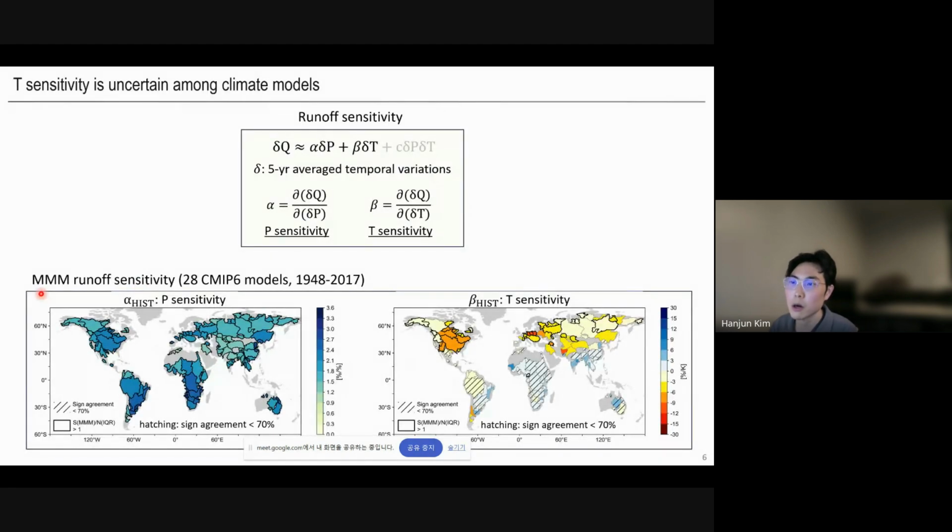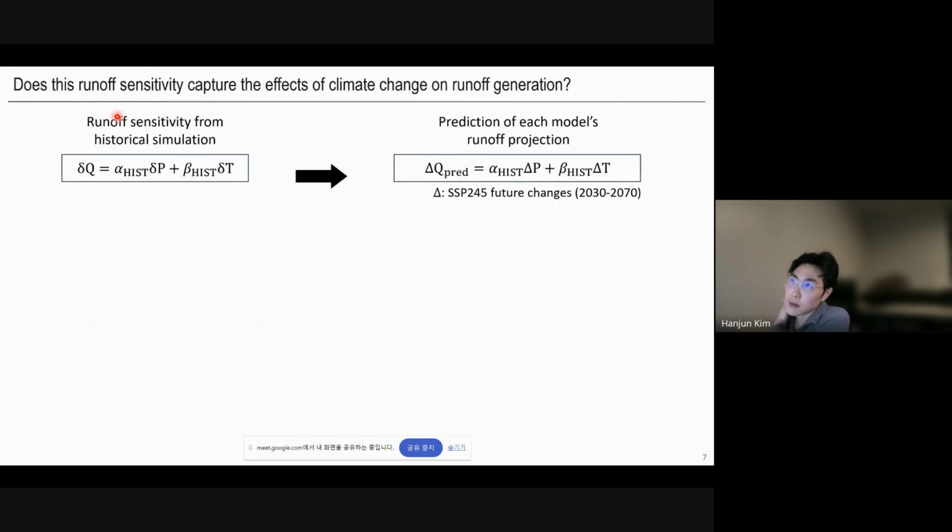So here are the multimodel median runoff sensitivity maps for the CMIP6 models. When we look at the precipitation sensitivity, the values are positive all over the globe, and actually the values are consistent between CMIP models. However, when we look at the temperature sensitivity, over the northern mid-latitude, the values are negative, but over the tropics and the southern hemisphere, even the sign of the sensitivity is not consistent. Then is this runoff sensitivity meaningful to represent the future?